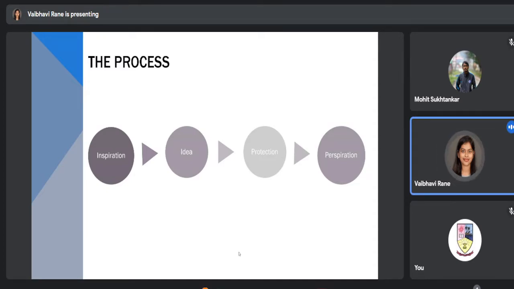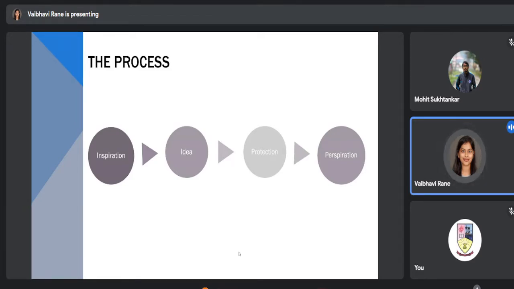Now, with this inspiration, what do you do? You try to formulate an idea. Now, idea, we will see how you get your idea, from where you get your idea, how do you develop that idea. After your idea is formulated, the next step is to protect your idea. We will see the IP regime, that is the intellectual property regime, how it helps to protect your idea and what is the significance of protecting your idea.